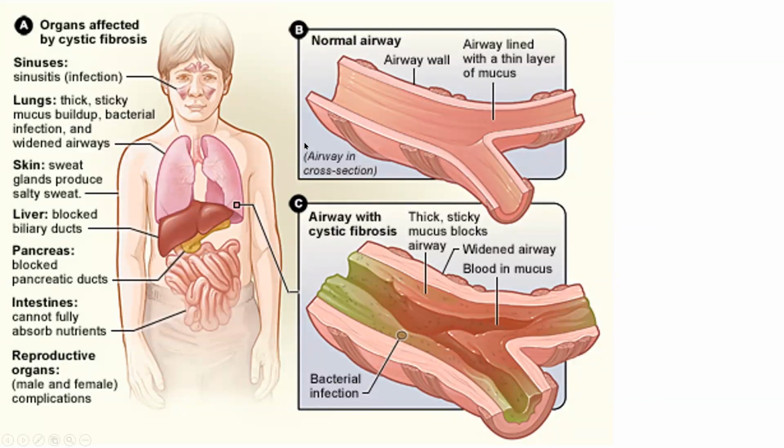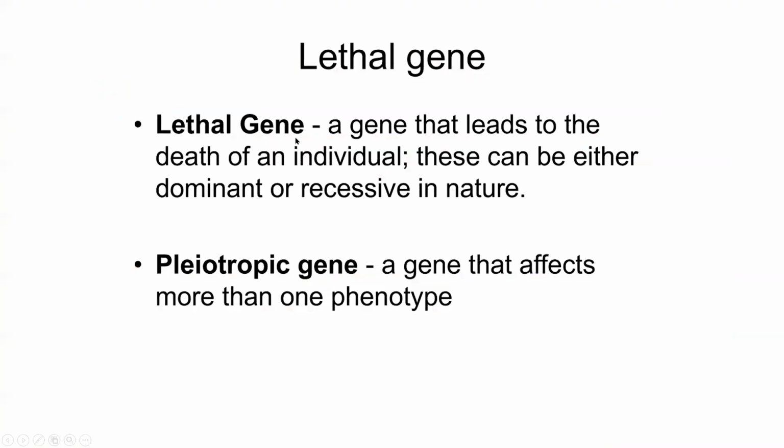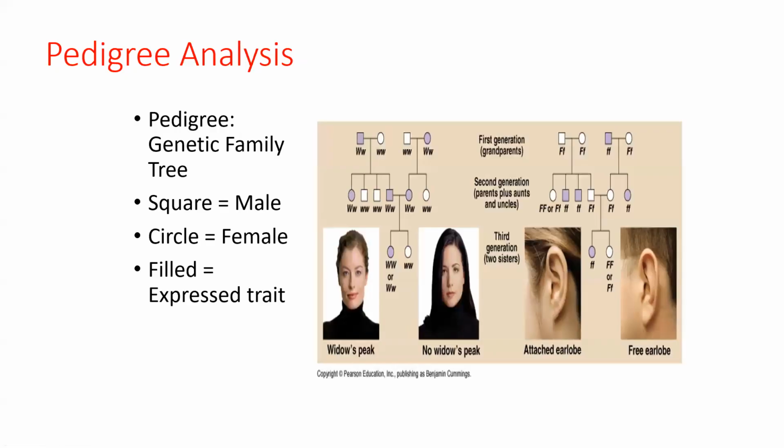So, cystic fibrosis, lethal gene. Next thing we want to talk about is pleiotropy. A pleiotropic gene is a gene that has effects on multiple genes in the body and the way those genes are expressed, okay? So one pleiotropic gene will have a multiplicity of different impacts on the body. As this is a gene that affects more than one phenotype, it's a pleiotropic gene, right?